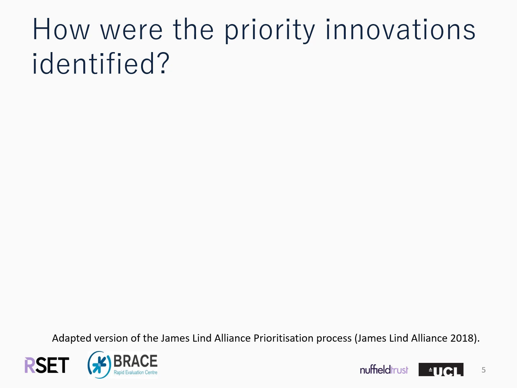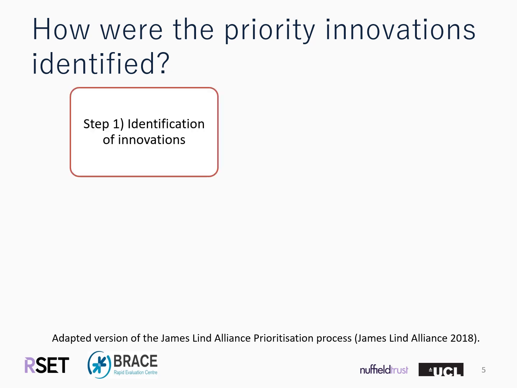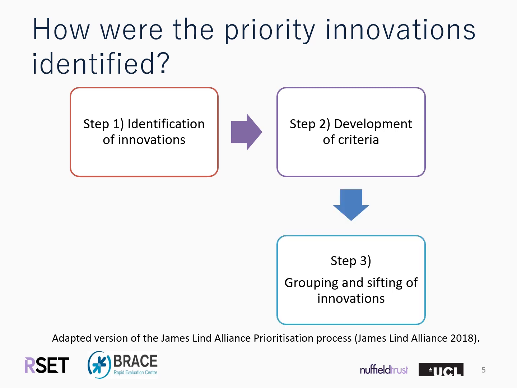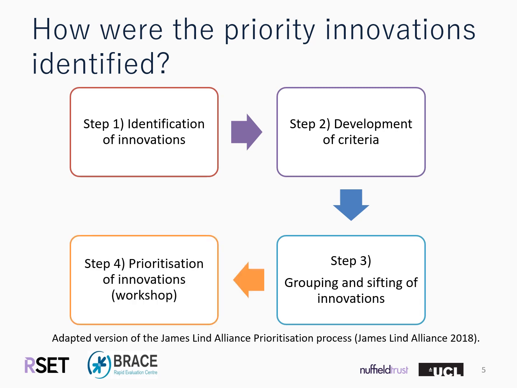So how were the priority innovations identified? To identify innovations, we used an adapted version of the James Lind Alliance prioritisation process. I'm going to briefly outline the 4 steps that we used here, but I'm going to go into more detail on each one of these in the next few slides. The first step was to identify the innovations. The second step was to develop some criteria that we could use to judge the innovations against. The third step was to group and sift these innovations. And the fourth step was to hold a workshop to prioritise the innovations.